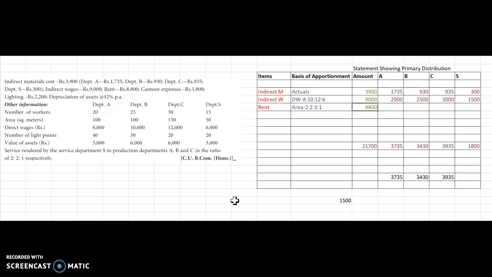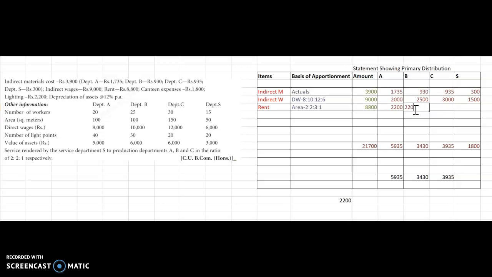Okay, so how much does that come up to? That's 5 and 7 and 8. So again 88 and 8 would be an easy number to calculate. So 2 divided by 8 into 8800. So that's 2200 apportioned. So 2200 for department A.